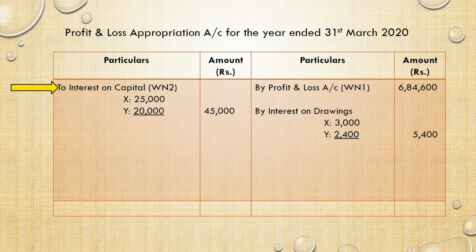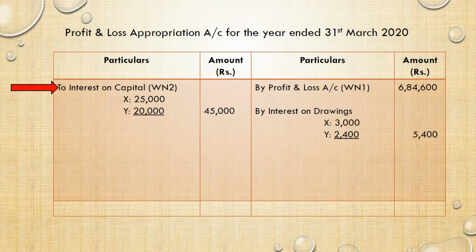On the debit side, we have interest on capital, which you have also calculated in the working notes. X's interest on capital is 25,000. Y's interest on capital is 20,000. So it sums up to 45,000.